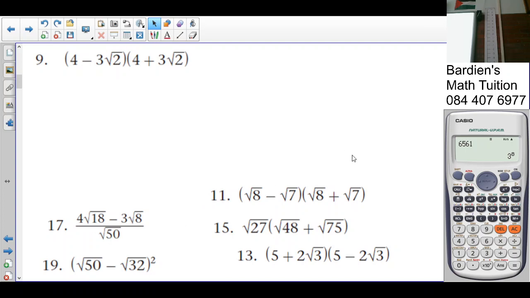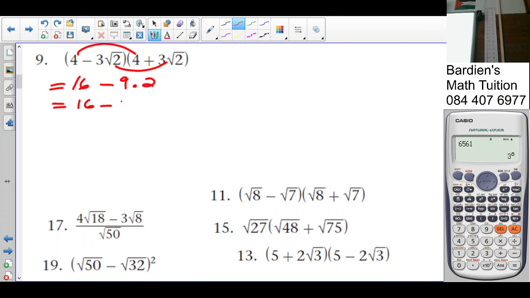What you should notice here, it's a conjugate pair. 1 plus, 1 minus. They're exactly the same. So we can multiply the first and the last. 4 times 4 is 16. Positive times negative is negative. 3 times 3 is 9. Root 2 times root 2 is 2. So it's 16 minus 18, which is negative 2.